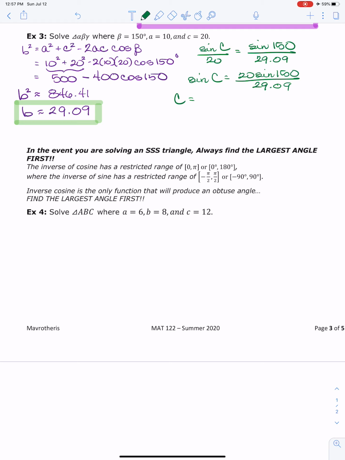Okay, so now we're going to take the inverse sine of that: 20 times sine of 150 divided by 29.09, and I get angle C is 20.1 degrees. So now I have all three sides and two of the angles.